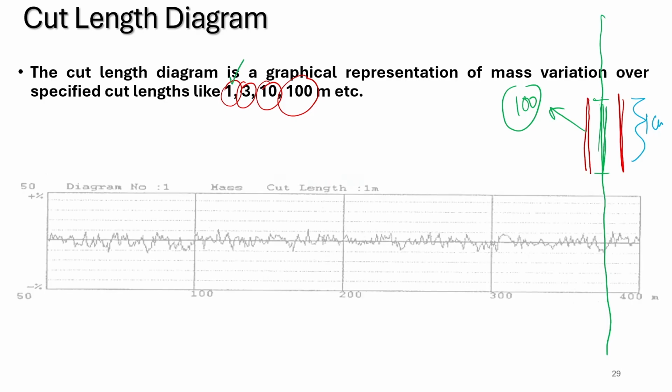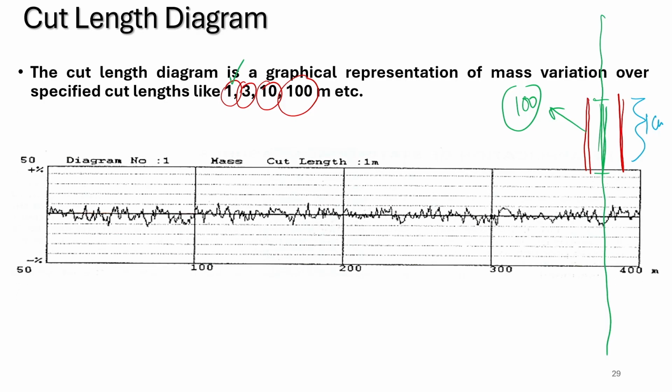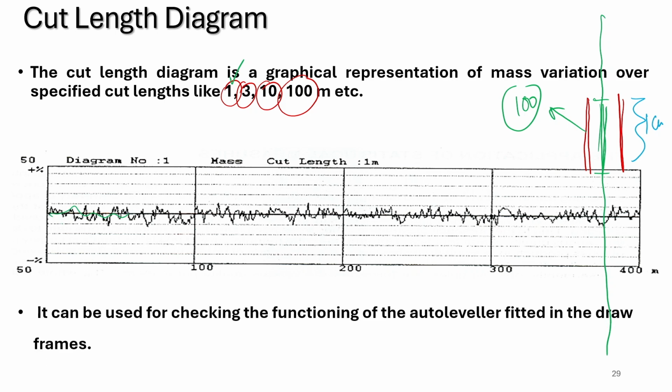So, it is called the cut length diagram. This is the cut length diagram for 1 meter, where you will see the variability is averaged out. If we take it for 3 meters, this is for 1 meter, if we take it for 3 meters, it will be further smoothened. Okay. So, with the auto leveler, we can actually check the functioning of the auto leveler.